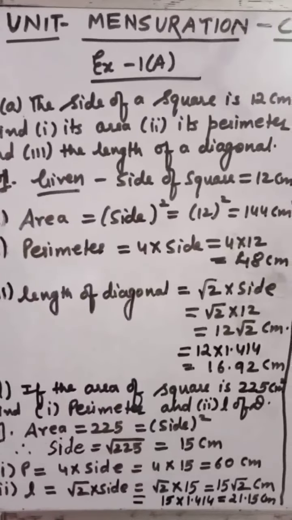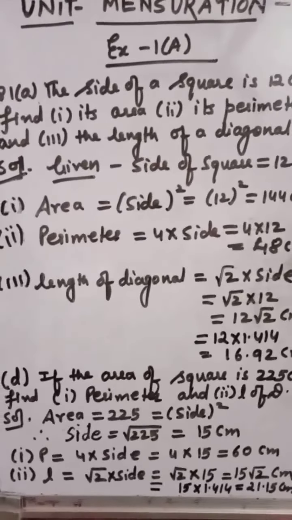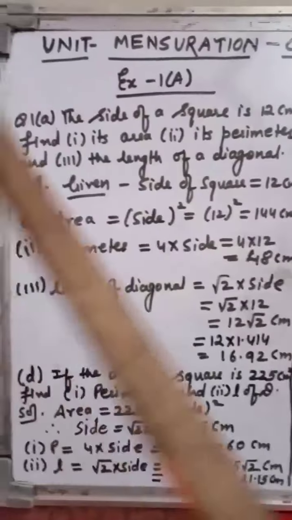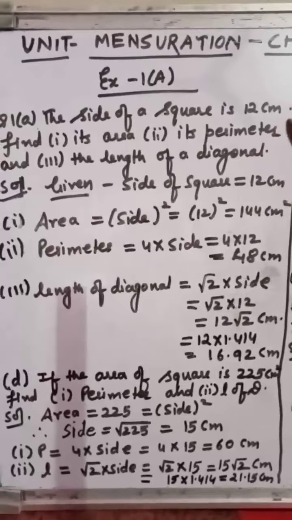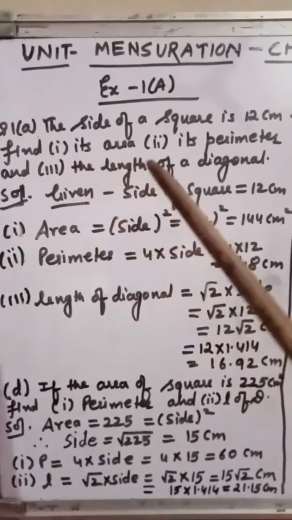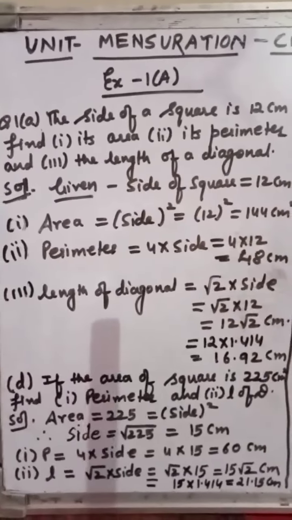Now we see the exercise. Now student, we see exercise 1a of the chapter. Question number 1a. The side of a square is 12 centimeter. Find its area, its perimeter and the length of the diagonal.